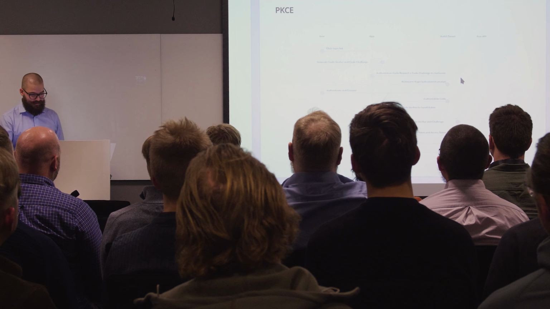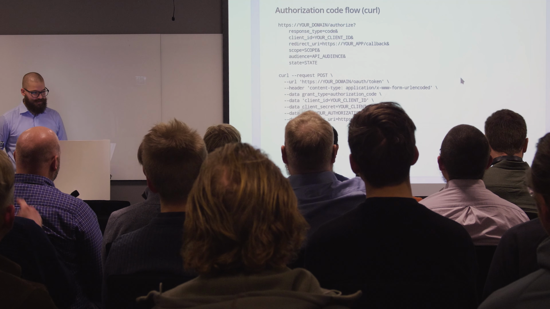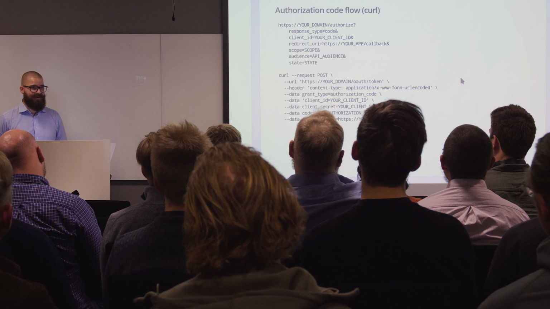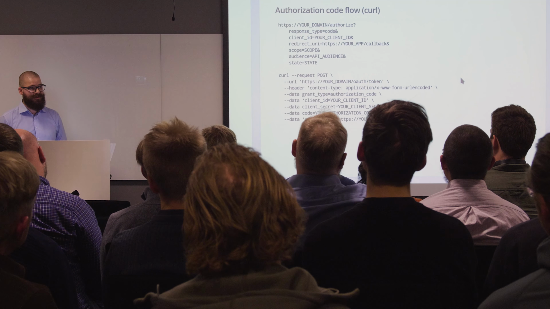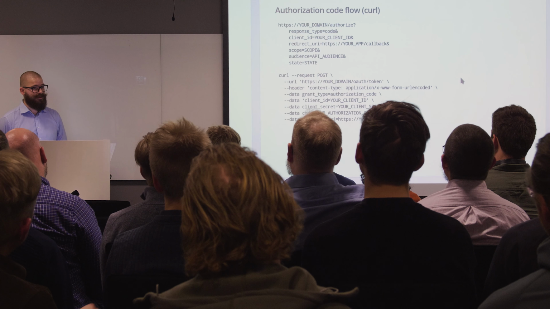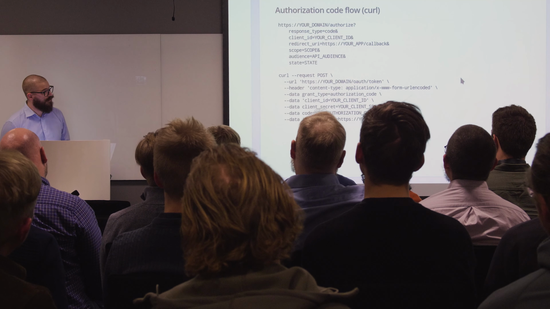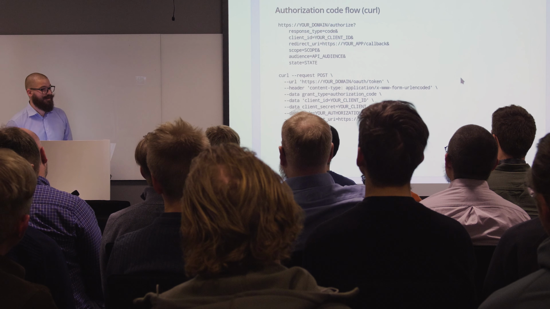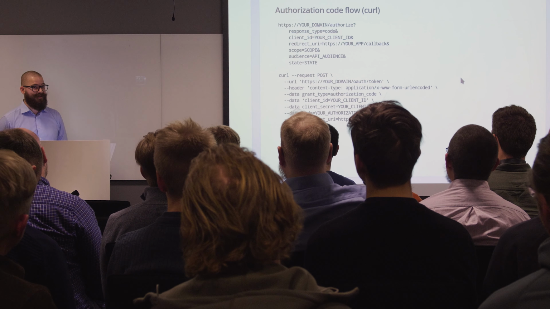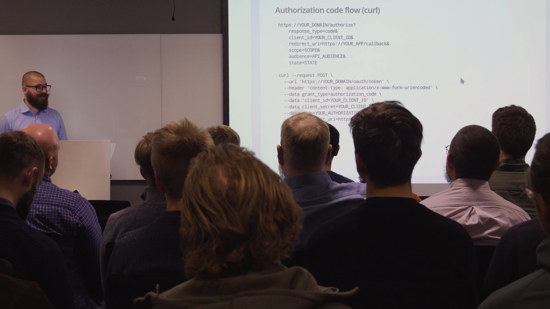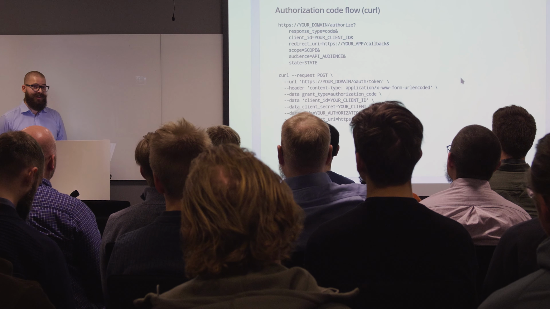PKCE. And one last thing about the authorization code flow, which is quite annoying, is that when you actually extract the token you have to have a shared secret between the authorization server and the client. And that means that you actually have to keep this secret safe, and if you want to keep it safe, you actually have to rotate it once in a while as well. And as you all know, it's quite annoying handling secrets.